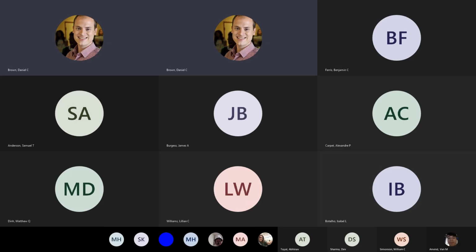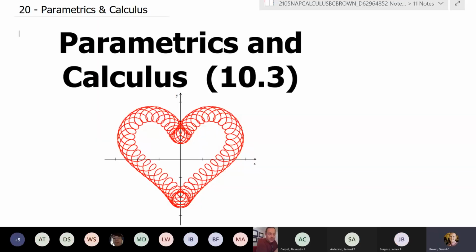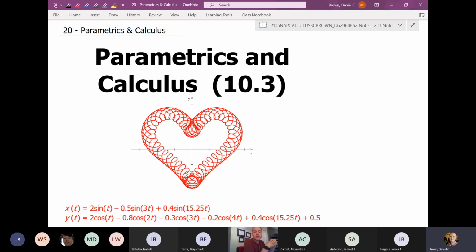Pick up where we left off. Yesterday, we looked at some prereq skills from pre-calculus and how we look at parametric functions, both graphing them, eliminating the parameter, and kind of just analyzing them without calculus.